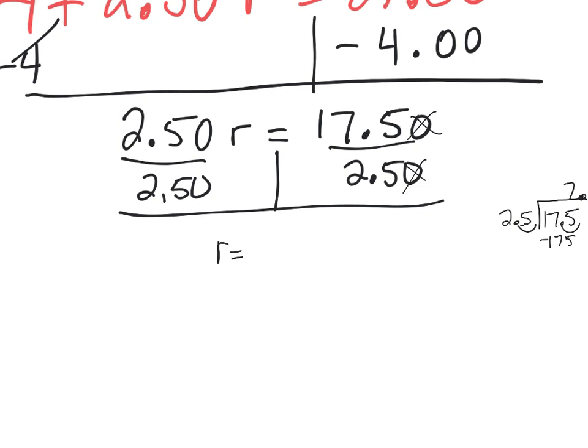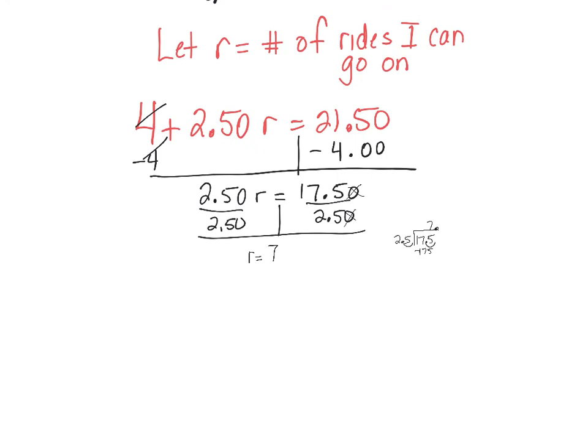So R is going to equal 7, and then look at how you defined your variable. 7 what? Rides. Would you actually write let R, or could you just write R? Yep.